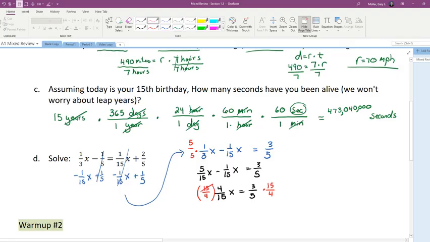15s cancel, 4s cancel, and I'm left with x equals, over here, I can do some reducing. I can multiply first, but for me it's easier to recognize that within 15, I've got a 5 times a 3, right? So let's scratch that out and call it 5 times 3. And then this 5 in the denominator can cancel out that 5 in the numerator. Nothing else cancels, and so I get an answer of 9/4.